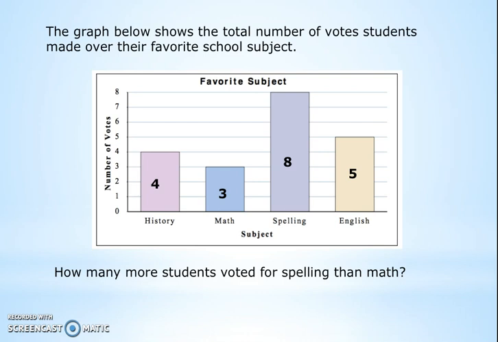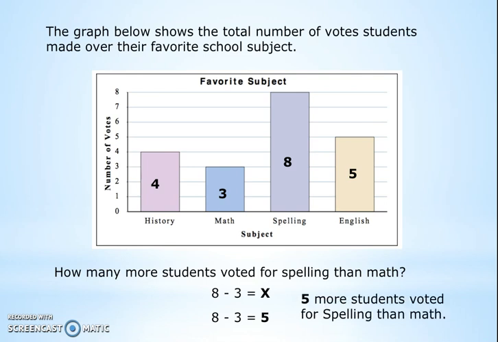How many more students voted for spelling than math? So I am looking to see how many more students voted for spelling than math. So I'm looking for the difference. So I know I have more spelling than I have math. So what's the difference? I know I have 8 spelling and I have 3 math. So I'm going to do 8 minus 3, which is going to give me how many more students voted for spelling than math. 8 minus 3 equals 5. So I know 5 more students voted for spelling than math.